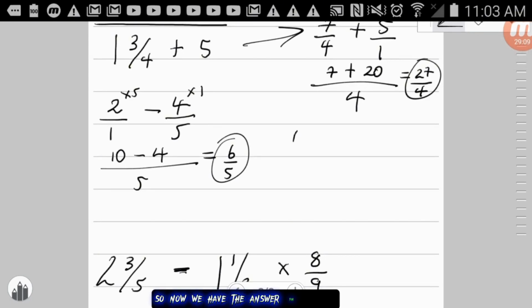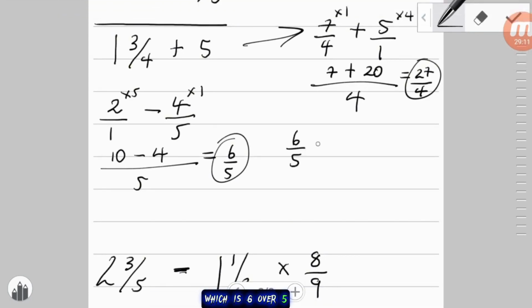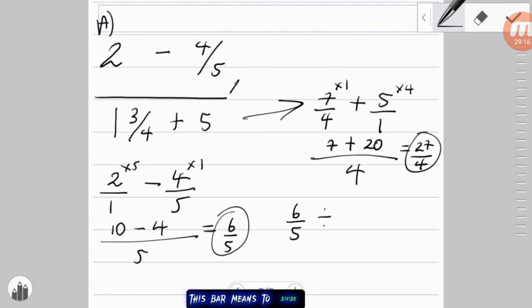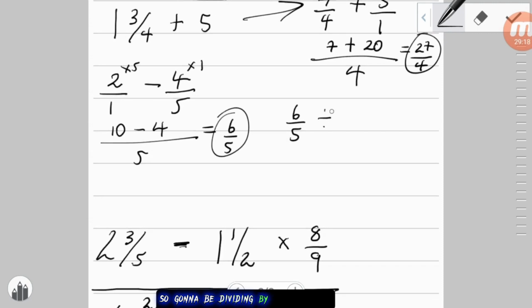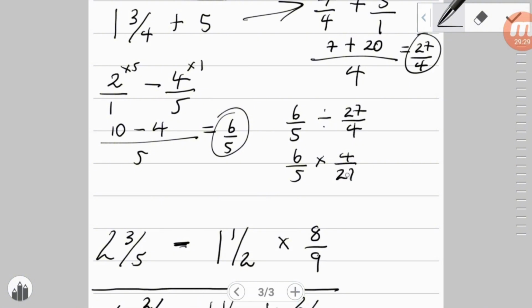So now we have the answer for the top, which is 6/5, and that's going to be divided. This bar means to divide. So we're going to be dividing by 27/4. We're simply going to have 6/5 multiplied by 4 over 27. As discussed, when we're dividing fractions, we invert the last fraction and change our sign to multiplication. So now we're looking for something to cancel.